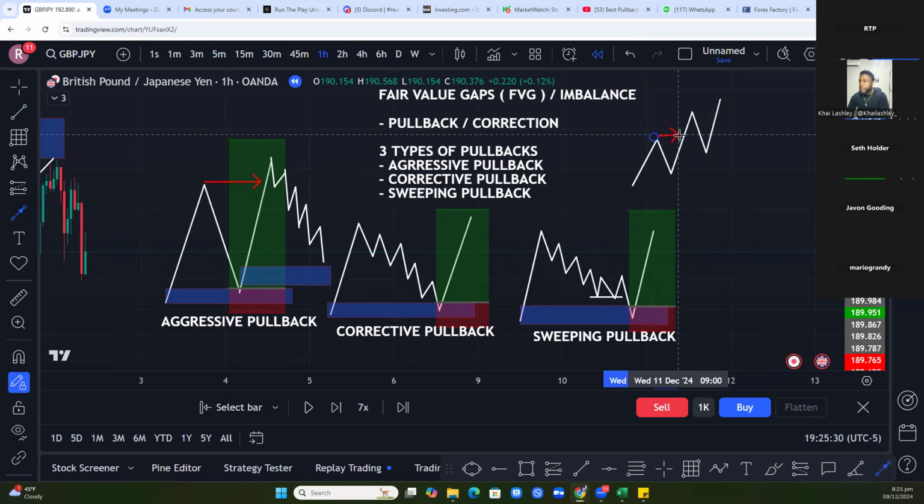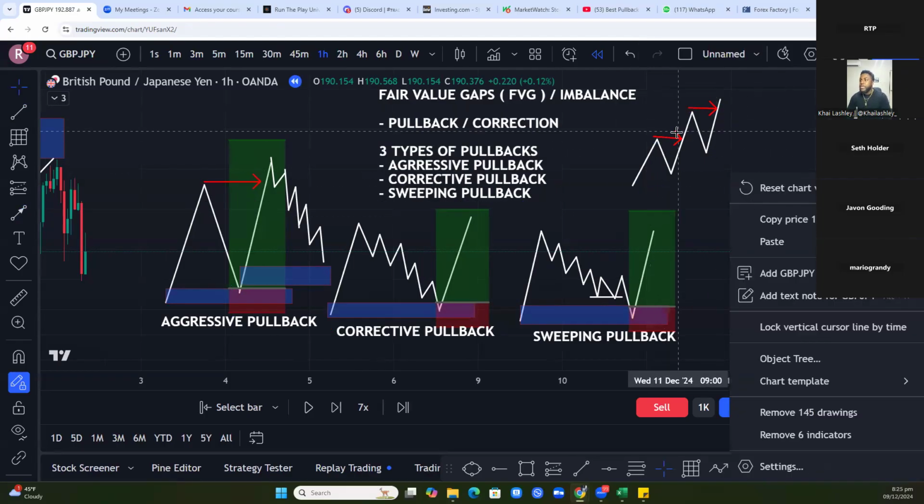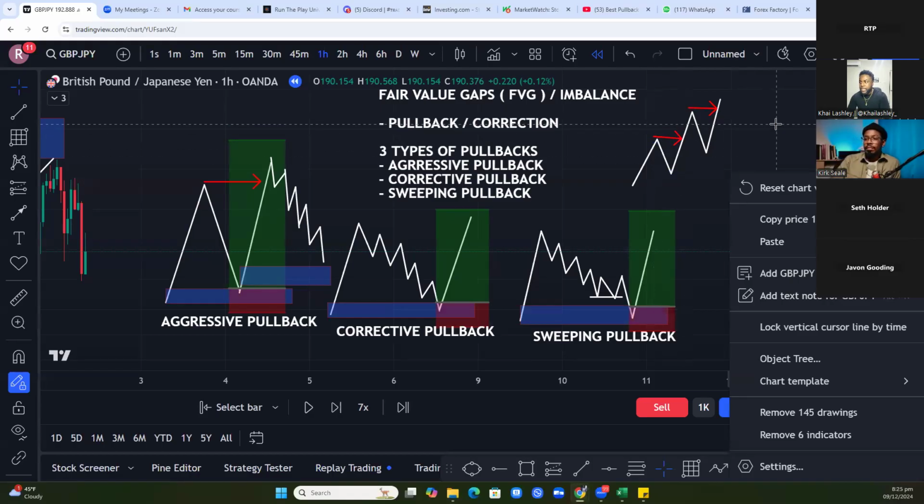We need to see price come up here, like boom. We want to see that, all right? That is going to make us more confident in that trade. We need to see price break above the previous high.